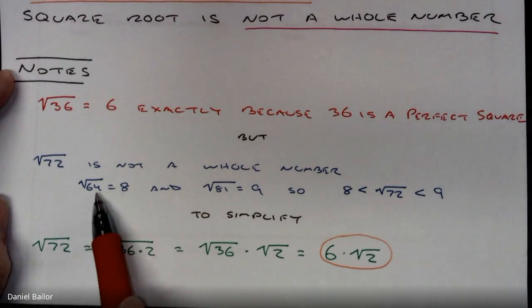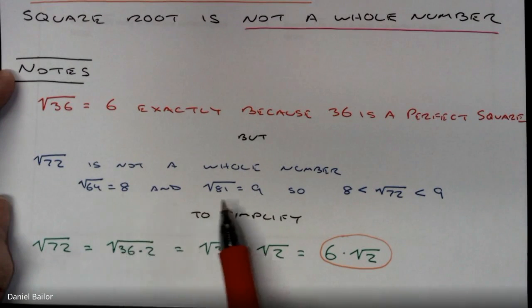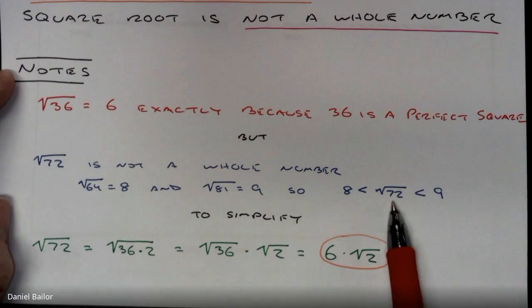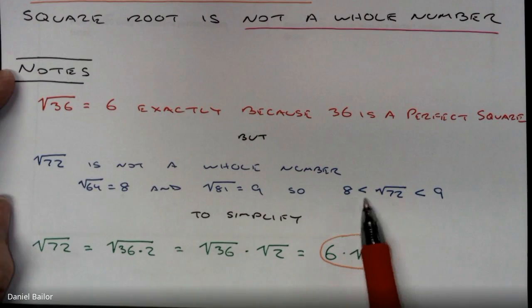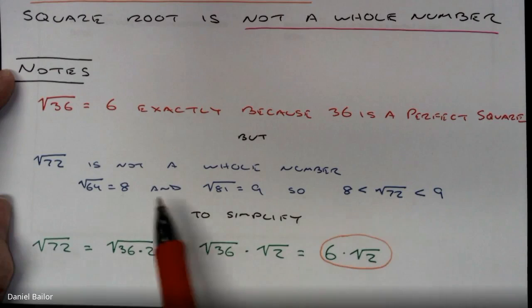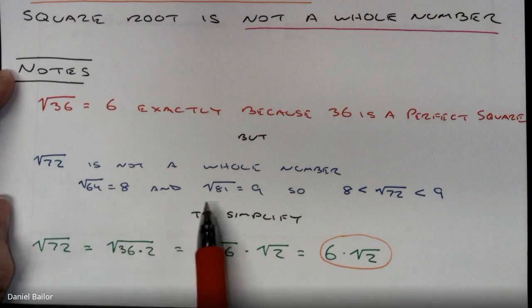The square root of 64 is 8, and the square root of 81 is 9. So the square root of 72 is going to be in between 8 and 9. It's a decimal in between 8 and 9, because 72 is between 64 and 81.